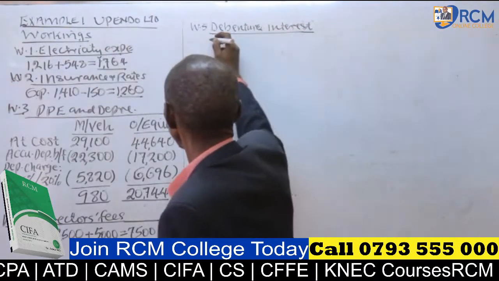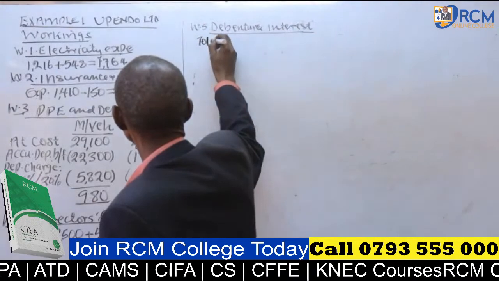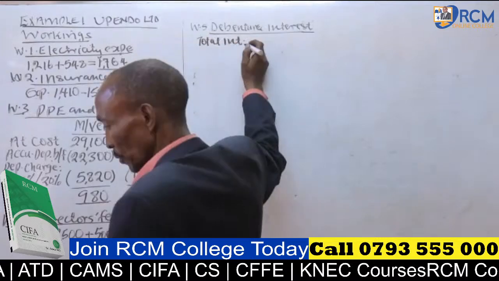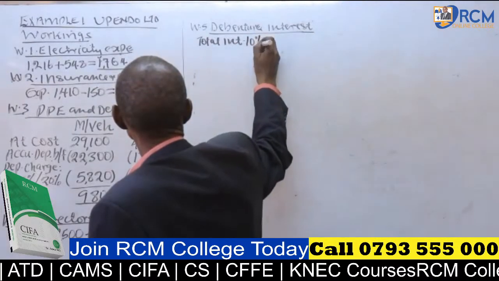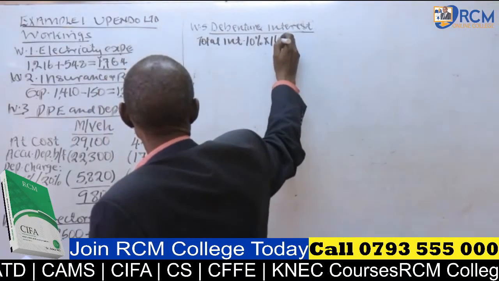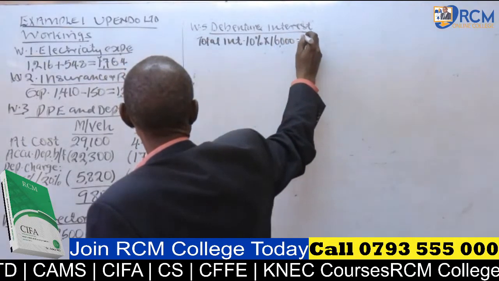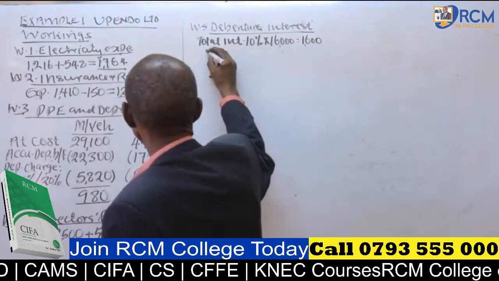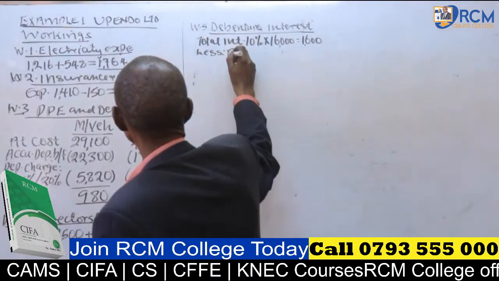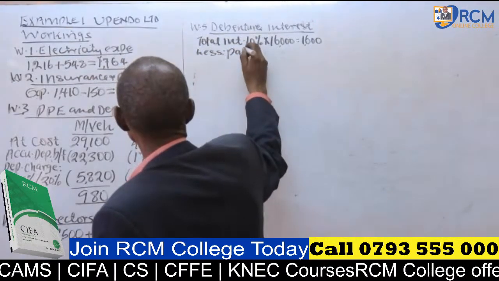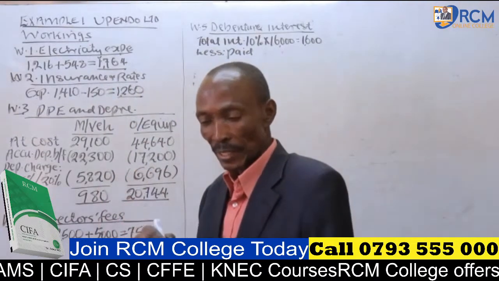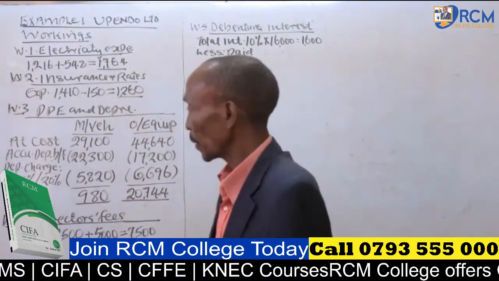The amount, the total amount of interest would be 10%. 10% of what? 10% of 16,000. That is 1,600. Then we have the interest which has been paid, according to the schedule of balances and items given there. The debenture interest paid is 800.